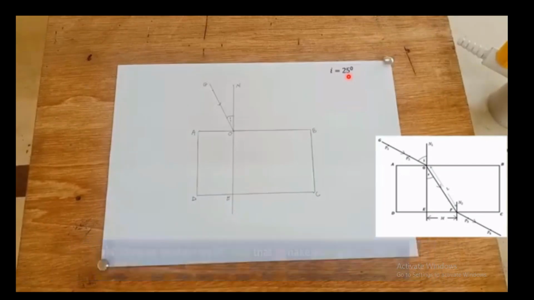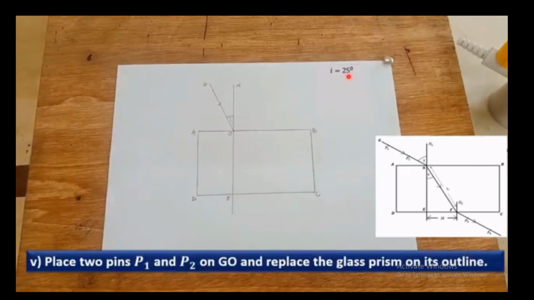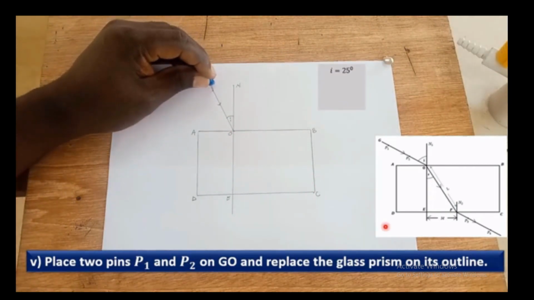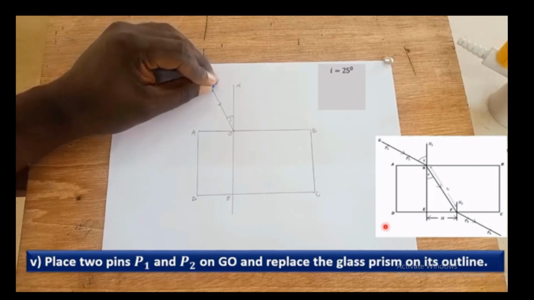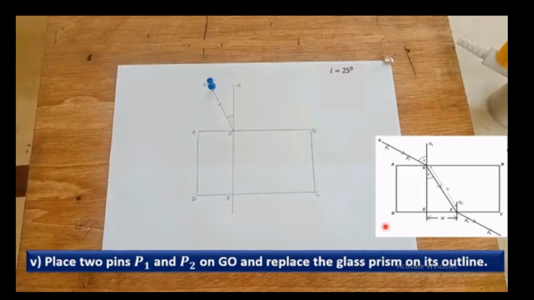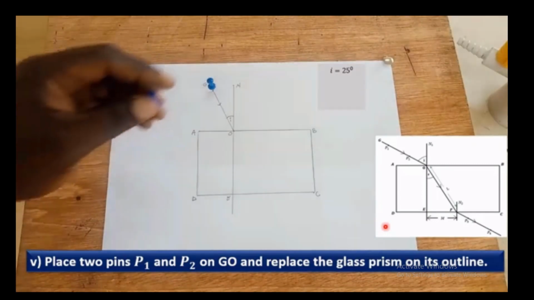Now the next thing for us to do is to place two pins at P1 and P2. So on the incident ray, we are going to make two dots in such a way that we are going to place the two pins on top. So we name the first pin P1, then the second dot to be what? P2. So make sure they are on a straight line.